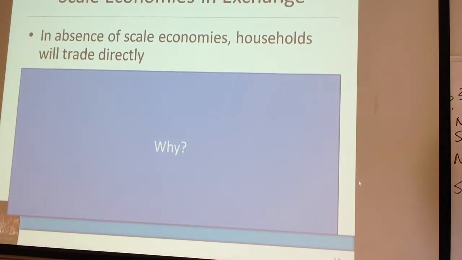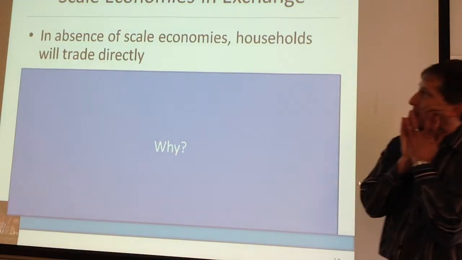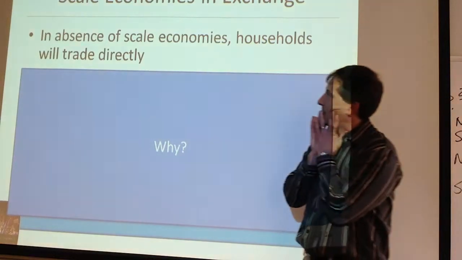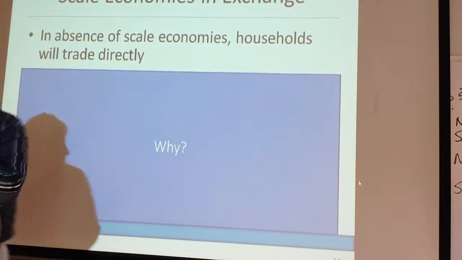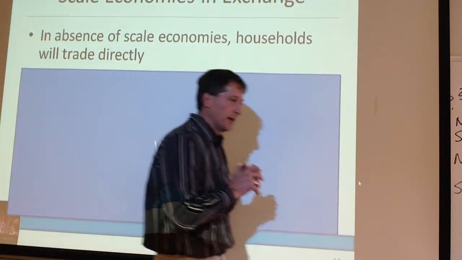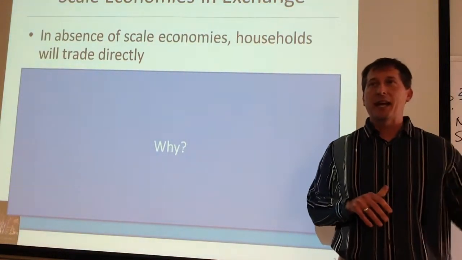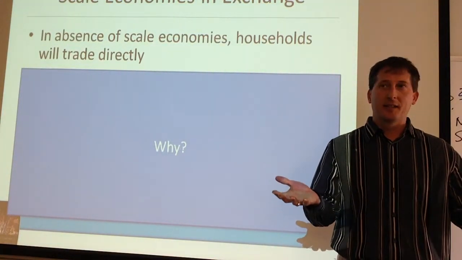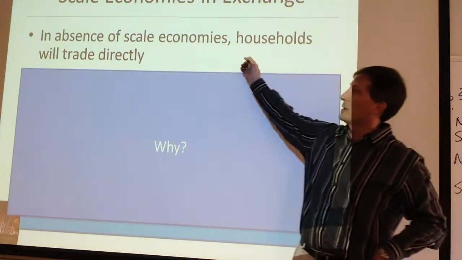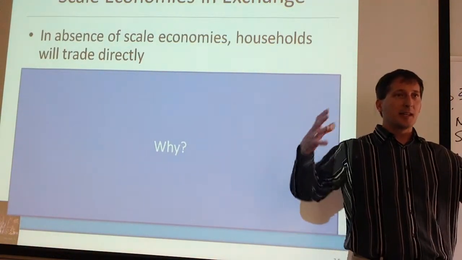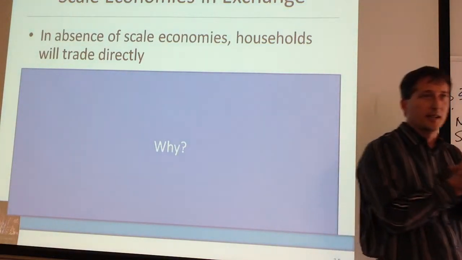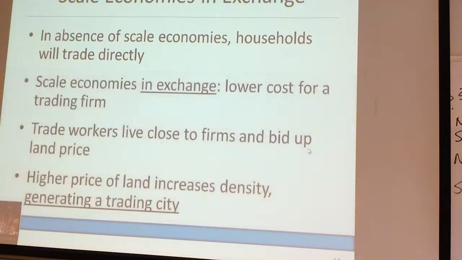So in the absence of scale economies in trade, households will trade directly with each other. What we're trying to get here is a point where it's beneficial to have FedEx or UPS to actually specialize in the trading aspect. If there's scale economies in trade, then it'll be beneficial to have a specialist that helps facilitate that trade. And this will start kind of the formation of the city.